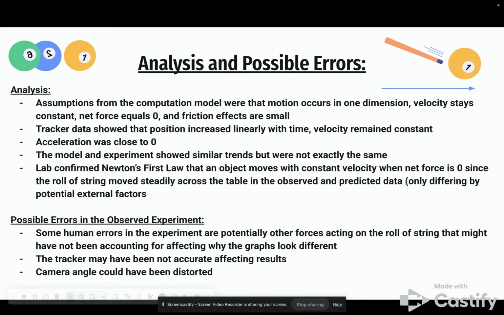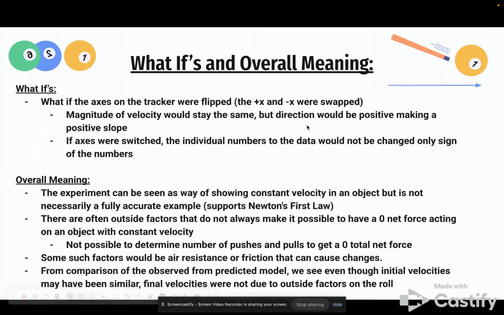Differences between prediction and observation are mainly due to external factors, and possible sources of error would be small unintended forces during the push, friction between the roll and the table, tracker measurement inaccuracies, and camera angle distortion. These factors cause small deviations between the ideal model and the real motion observed. On what-if scenarios, consider what would happen if the axes in the Tracker software were flipped. In that case, the direction of motion would change sign, but the magnitude of velocity would remain the same, so the graph would simply slope in the opposite direction.